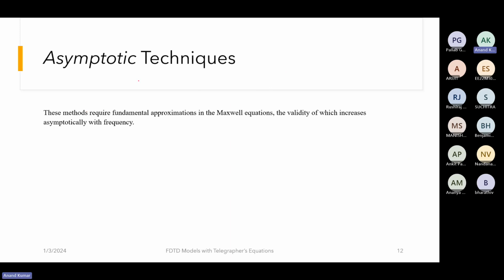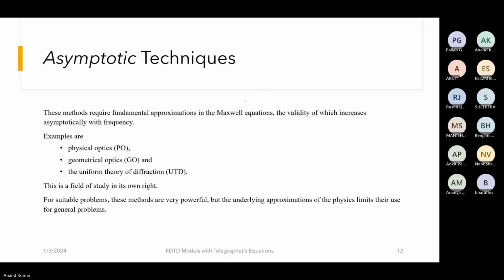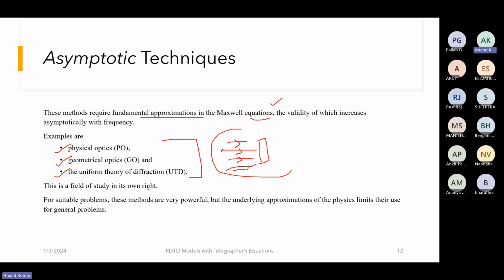Now there are other methods such as asymptotic techniques, where we use fundamental approximations on the Maxwell's equations. I'm not an expert on these methods, but examples are physical optics, geometrical optics, and uniform theory of diffraction. These methods are more based on ray theory. So if you have a structure and you use ray theory instead of wave theory, they are kind of asymptotic methods.